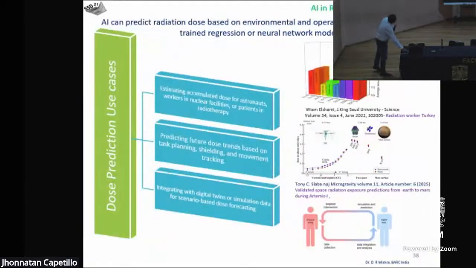Similarly, we have dose predictions where you can map the doses in 2D and 3D also. The most interesting part is the last one: digital twins. What do we mean by digital twins? I have a particular astronaut who is supposed to land on the moon. These are the dose scenarios I'm expecting. These are the dosimeters.